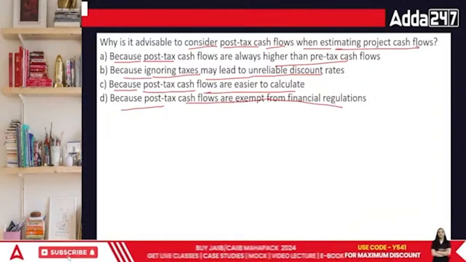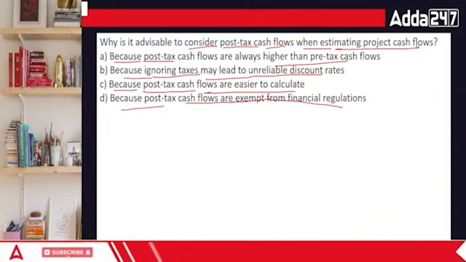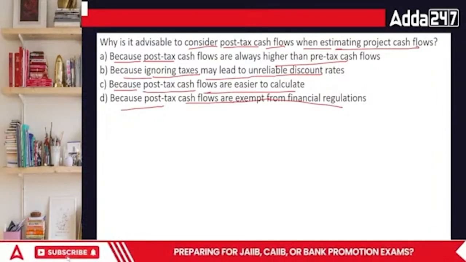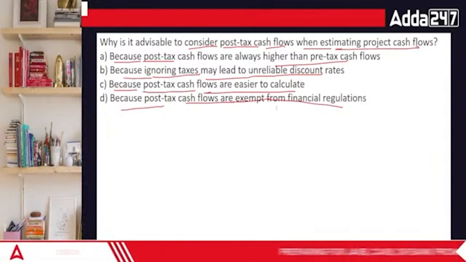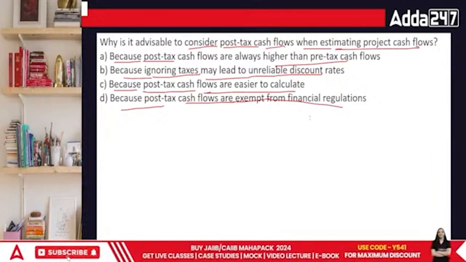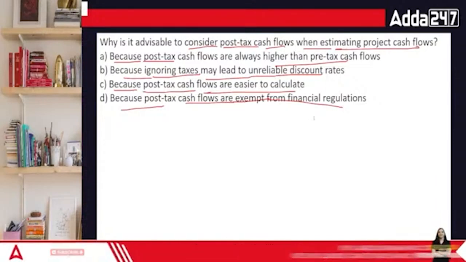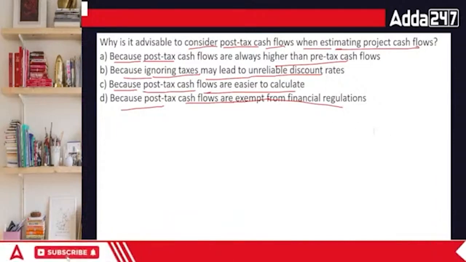I think if I take the post-tax, then it is correct. Otherwise, whatever I'm getting, that is the wrong cash flows. The wrong cash flows will give us the wrong discount even. You know? Isn't it?